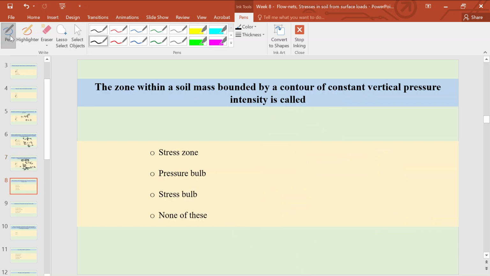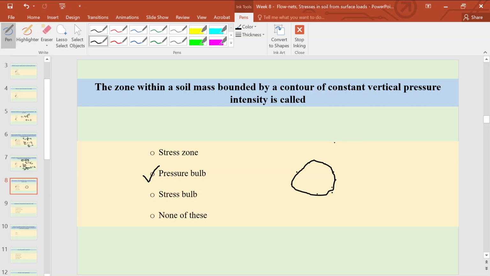A zone within a soil mass bounded by a contour of constant vertical pressure intensity is called. What is the answer? Pressure bulb, sir. Yes, pressure bulb. If you see from the top view, these are the points where you have equal, constant vertical pressure due to any load. If you join these, the zone you will get is called a pressure bulb.